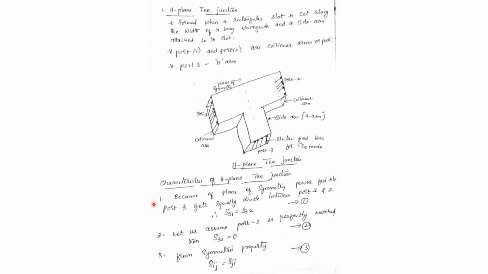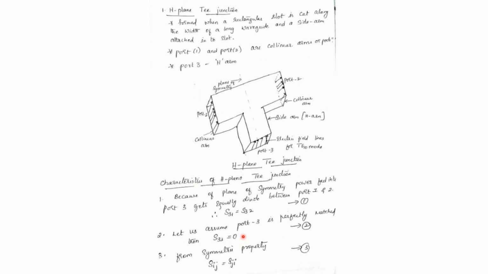So now we can see the characteristics of H-plane T-junction. Because of the plane of symmetry, the power fed into port 3 gets equally divided between port 1 and port 2. Here you can see the plane of symmetry that is cut between port 1 and port 2. Therefore, S31 is equal to S32. This is called equation 1.